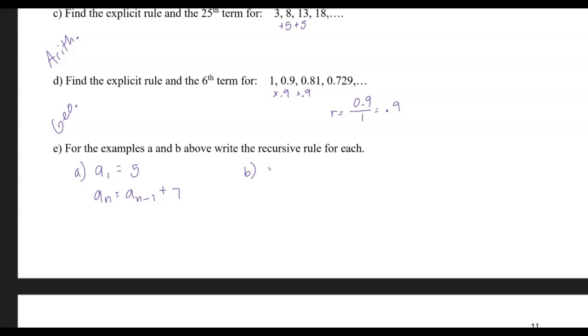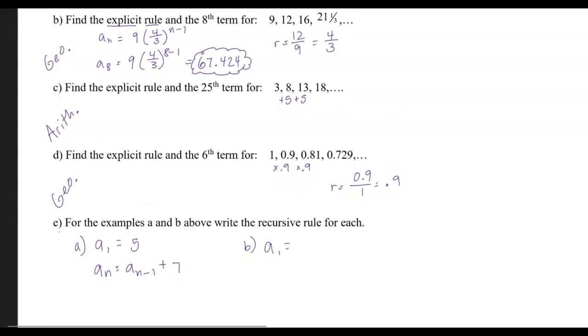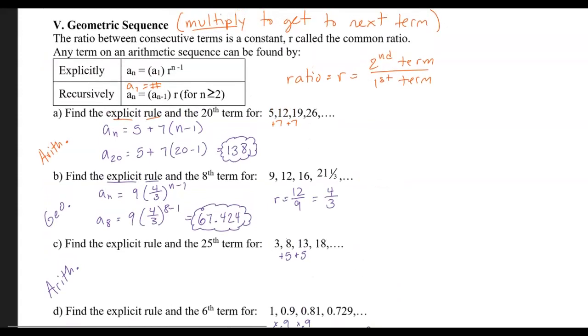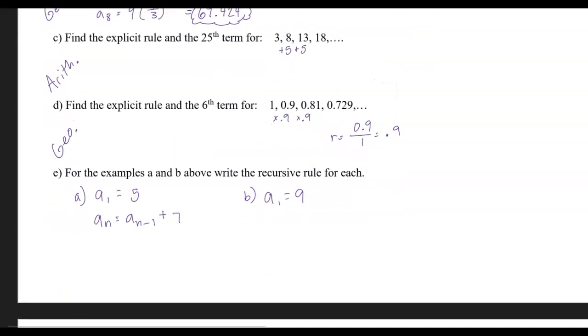Part B, same thing. I need to write what is our first term. It is 9. This is geometric, so I followed the geometric recursive definition of A sub n is equal to A sub n minus 1 times R. And our rate was 4/3. Normally, for following most ways that we write equations, we would write the constant in front of the variable. Either way. Are there any questions? Okay.